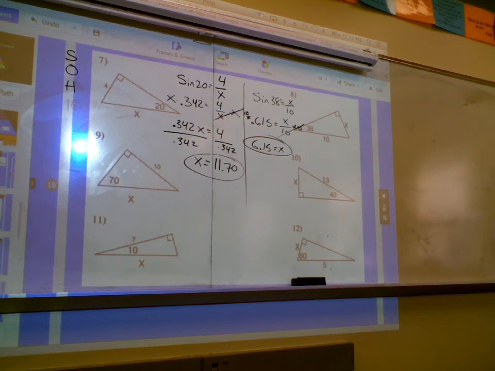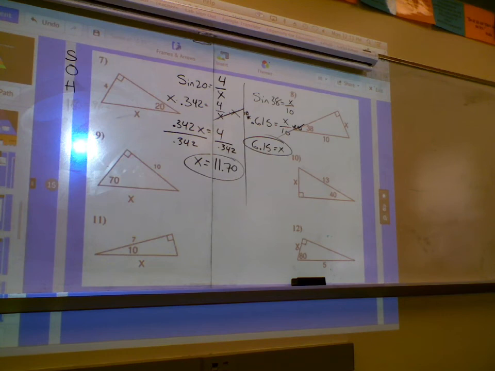Okay. So which one are we working on? So what's your theta? 70. And 10 is what to 70? Opposite. And x is what to 70? Hypotenuse, right? So then you know sine of 70, because you have opposite over hypotenuse. Sine of 70 equals 10 divided by x. Because 10 was opposite, and x is hypotenuse. Okay? So number 9, you sine of 70.